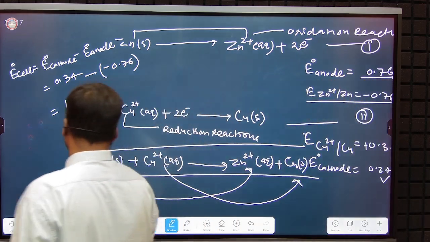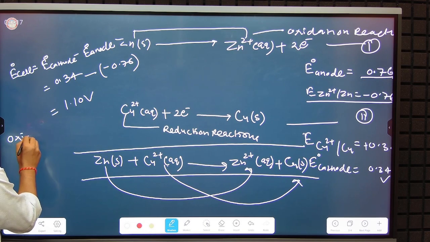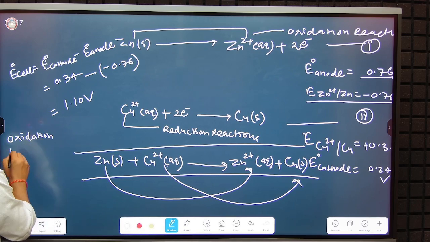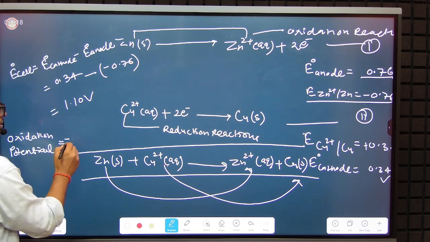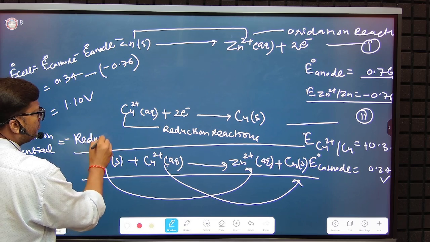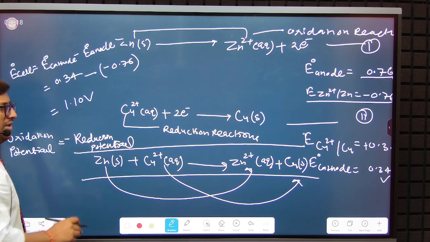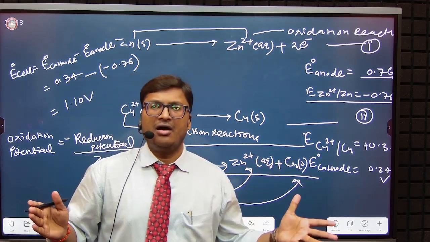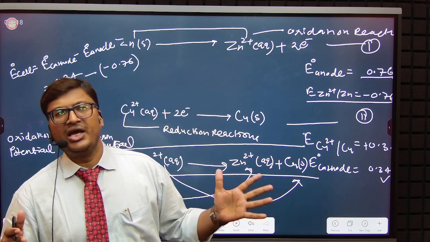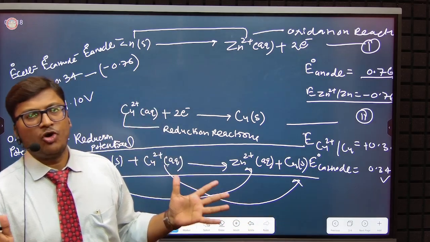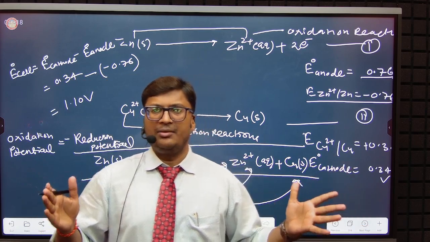Now what happens here? Oxidation potential is equal to minus of reduction potential. It means oxidation and reduction potentials have the same value, but they have opposite signs. So if the oxidation potential is positive, then the reduction potential will be negative, and vice versa.